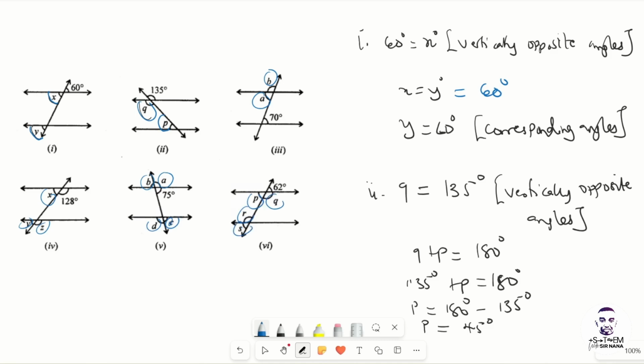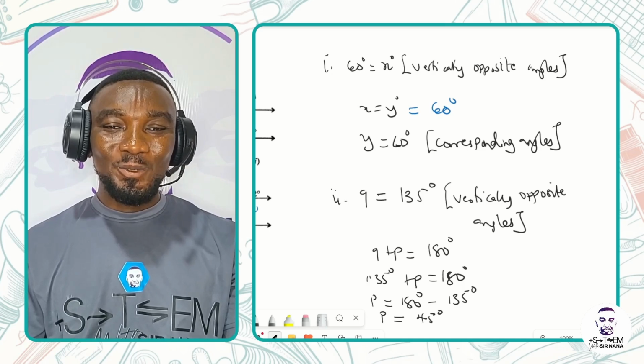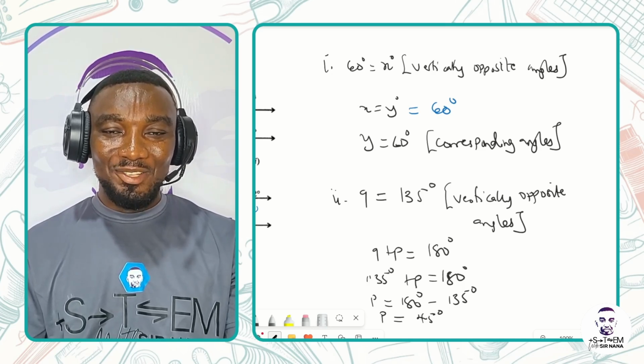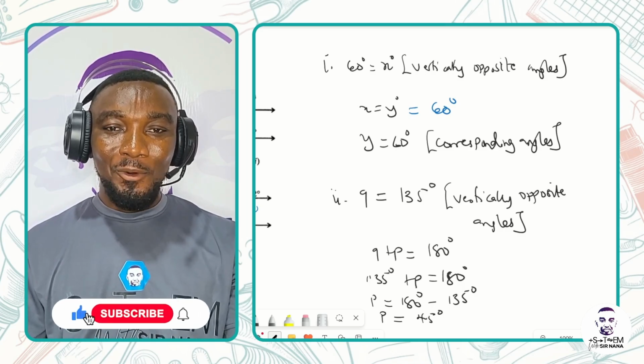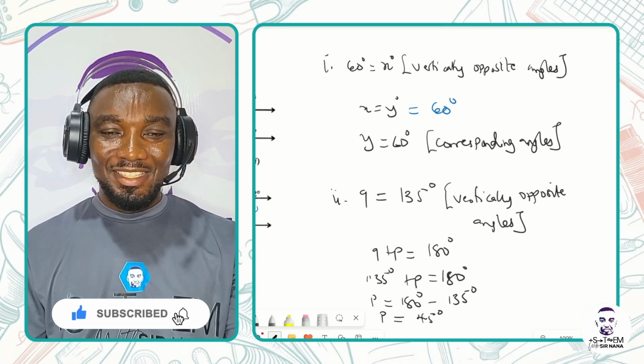So in this lesson, we have looked at how we can solve questions on angles when we are looking at the parallel lines and the transversal. In our next lesson, we'll be considering some more questions on angles. See you in the next lesson.